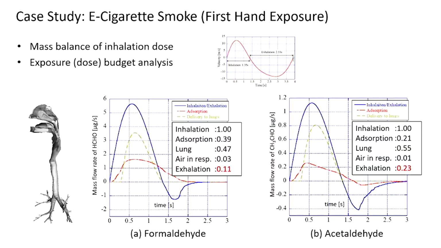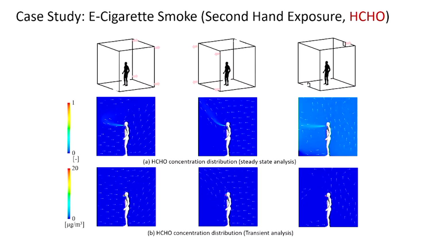In the case of acetaldehyde, as compared to the results of formaldehyde, 23% of inhaled acetaldehyde by way of the e-cigarette device is estimated to be exhaled. And this is a two times difference. And this is the result of the PBPK integrated simulation.